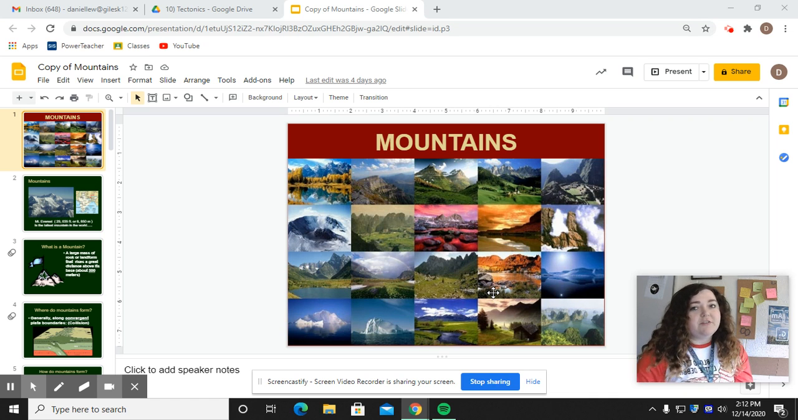Hopefully you just finished watching the ocean floor spreading video. So seafloor spreading, ocean floor spreading, whatever you want to call it, that is a divergent plate boundary. Now we are going to focus on one of the features that are made from convergent plate boundaries, so whenever the two plates come together. So this one is on mountains.